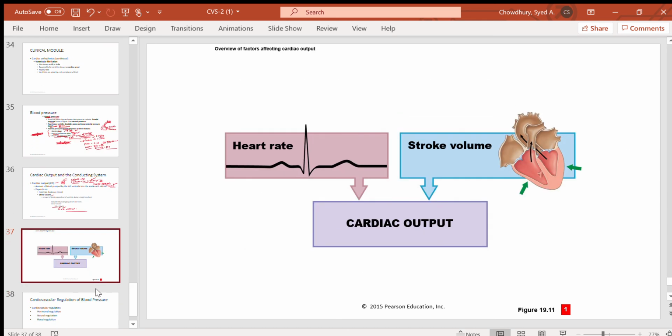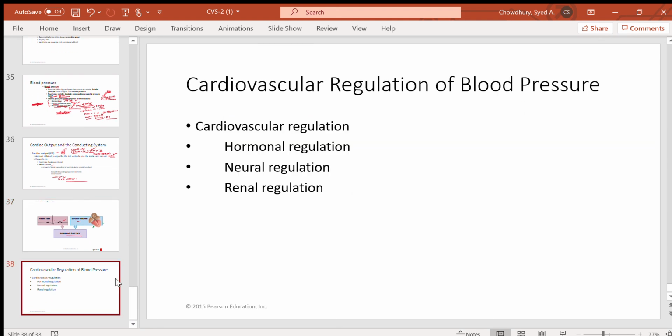So here you see stroke volume and heart rate, we multiply them to get the cardiac output. Okay, so we will stop here for this lecture.